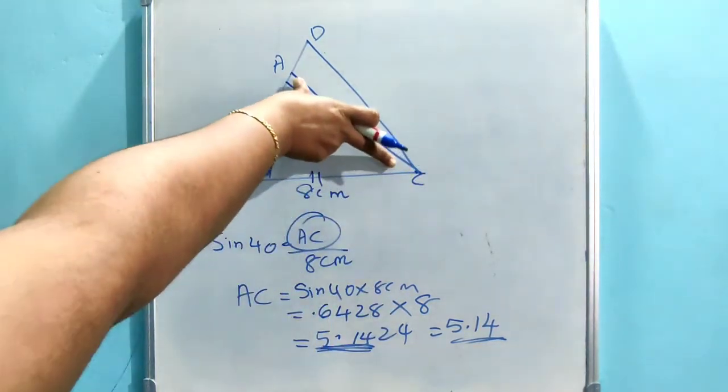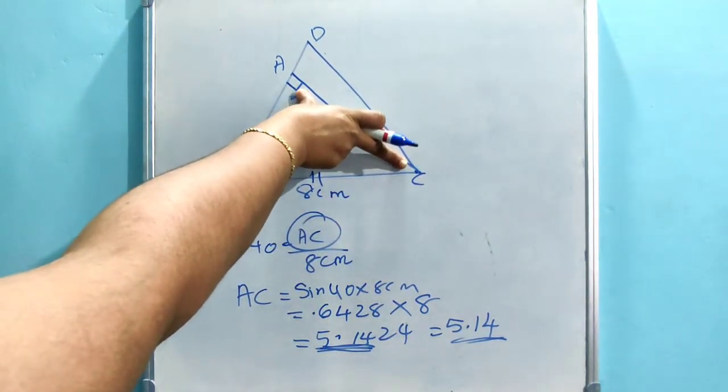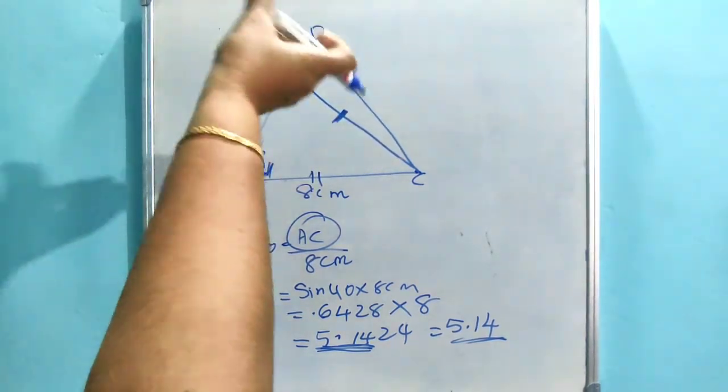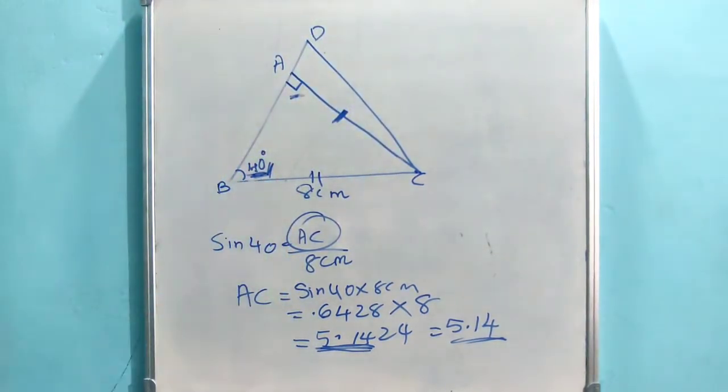Minimum length is always the perpendicular distance. Keep in mind, minimum length opposite to an angle is the perpendicular distance. So the perpendicular distance is equal to 5.14 centimeter. So that is the end of the second exercise.